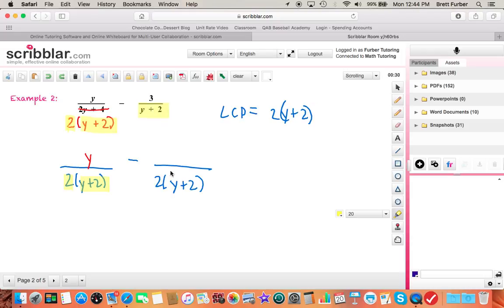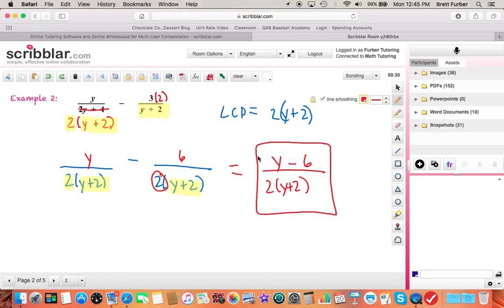But over here all I have is y plus 2, so what's missing is this 2 right here. So I'm going to have to multiply the numerator by a 2, and that's going to give me 6. When I combine the numerators, I'm going to get to my answer fairly quickly. This is already my answer. y minus 6 is nothing much that you can do there because I only have one term.